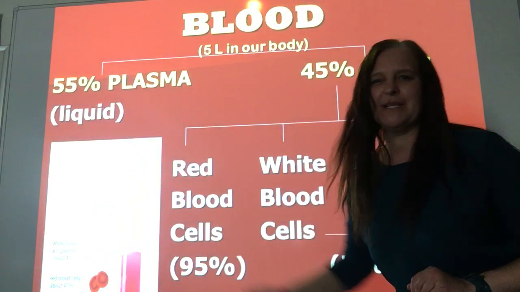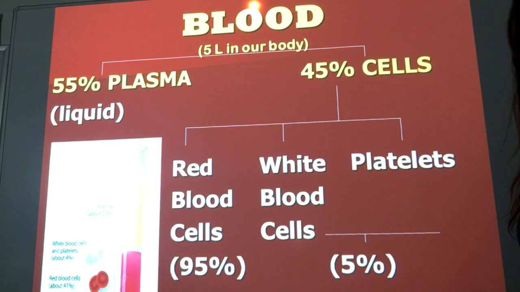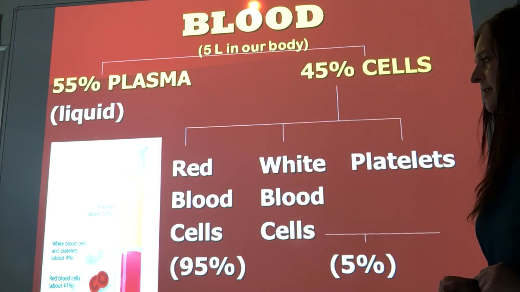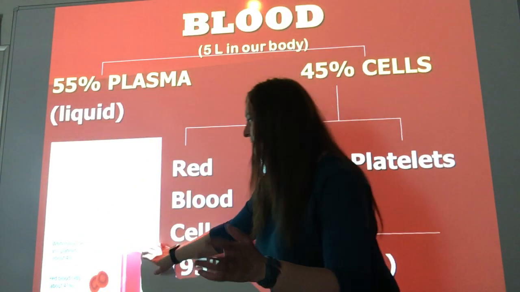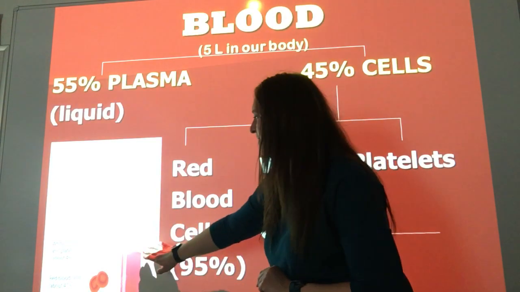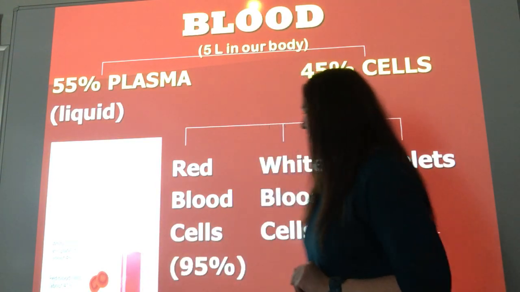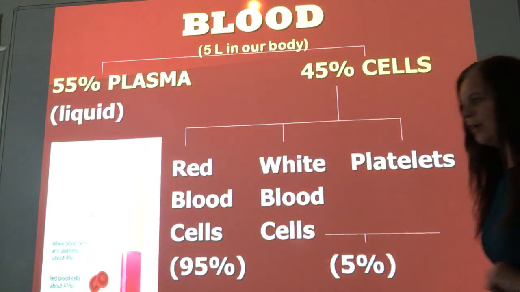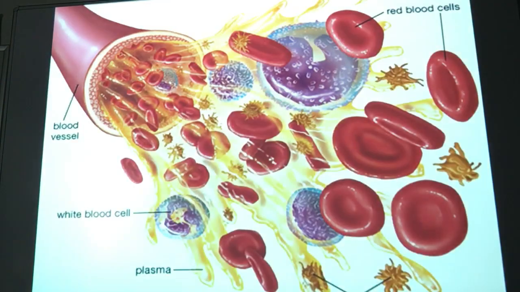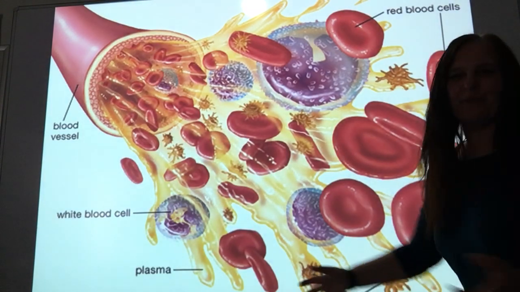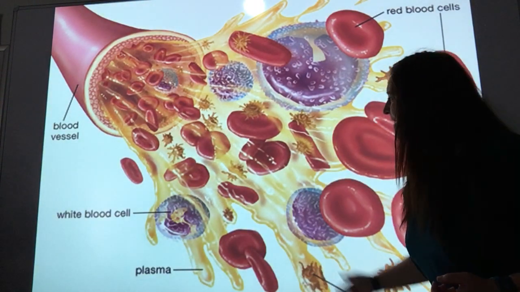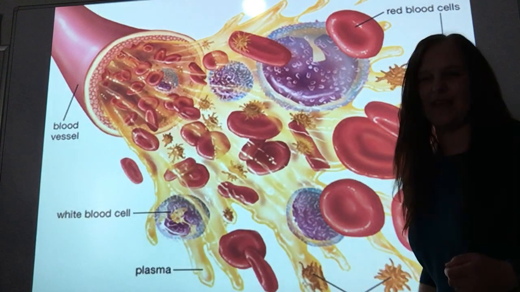There's a little diagram at the side. I don't know how well you can see, but you do have these notes at home. So most of it, 55%, is that liquid plasma part. And then that 5%, here it says 4%, I said 5% in my notes, would be your white blood cells and platelets. And then 95% of the 45% is your red blood cells. And that's a nice little visual of your blood gushing out of a blood vessel there, showing the liquid plasma, the red blood cells, the white blood cells, and the platelets.